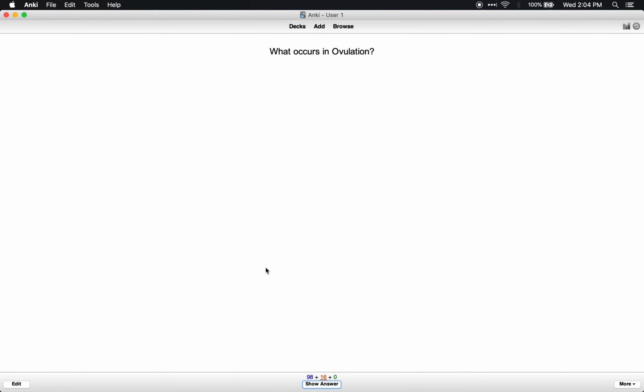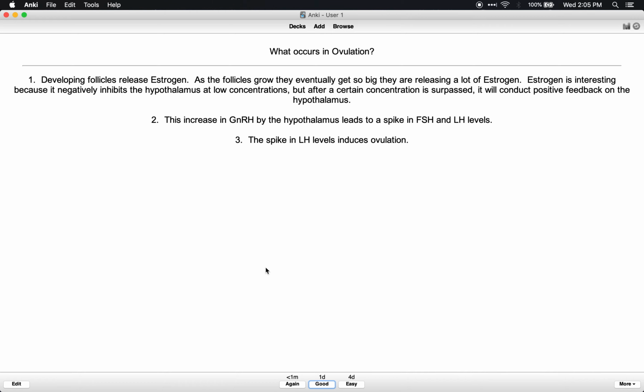What occurs in ovulation? It can mean a lot of things. Basically, the main point is that the follicle begins to burst and the secondary oocyte gets taken up by the fallopian tube.